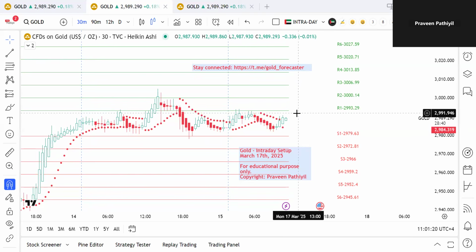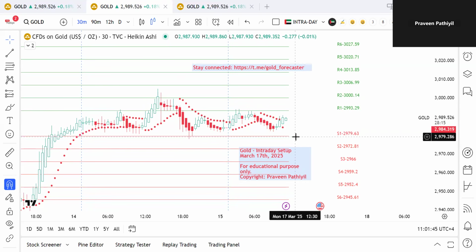Once the buy is triggered, S1 minus $1 will become our stop loss. You can place the stop loss and keep it ready in the system. If today's buy is triggered, the stop loss at S1 will be 2979 minus $1. So 2978 will be our stop loss, which can be placed in the system.